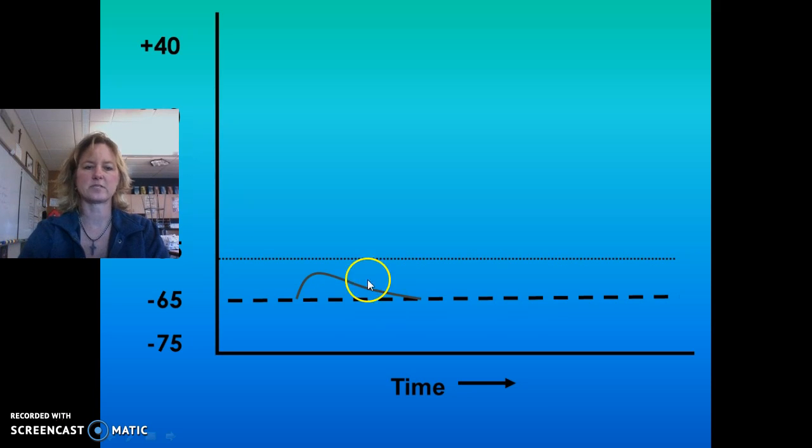All right, but we have this magic dotted line up here. This magic dotted line at negative 55 millivolts is very important in generating what we call the action potential.